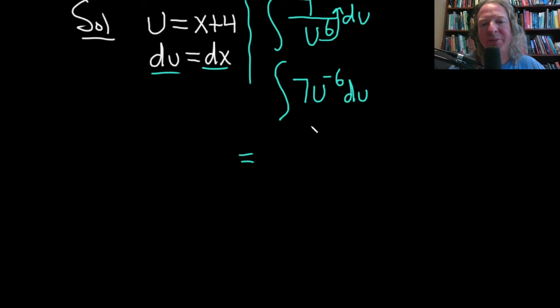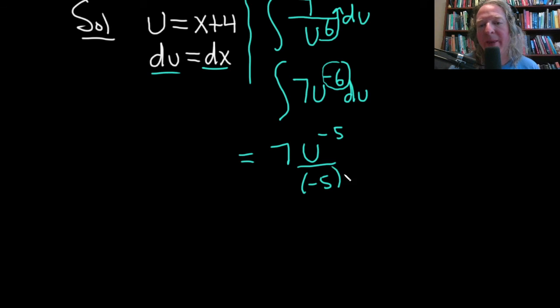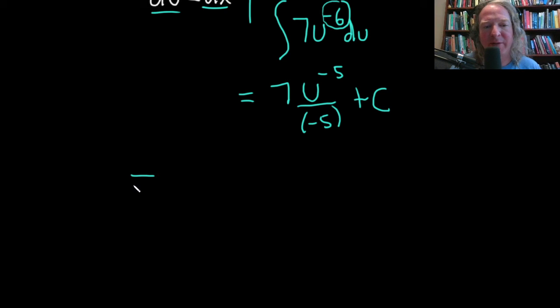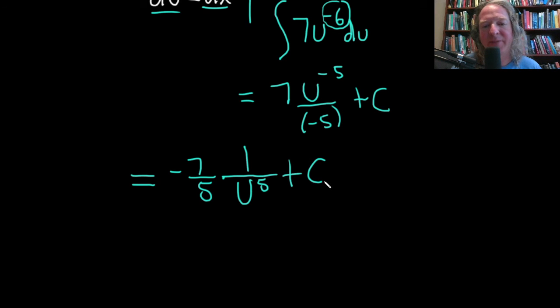So this is equal to 7u, and then you take the exponent and add 1. So negative 6 plus 1 is actually negative 5. Then you divide by negative 5 plus our constant of integration, capital C. All right, so this is equal to negative 7 over 5, and then let's take this and bring it downstairs, 1 over u to the 5, plus C.